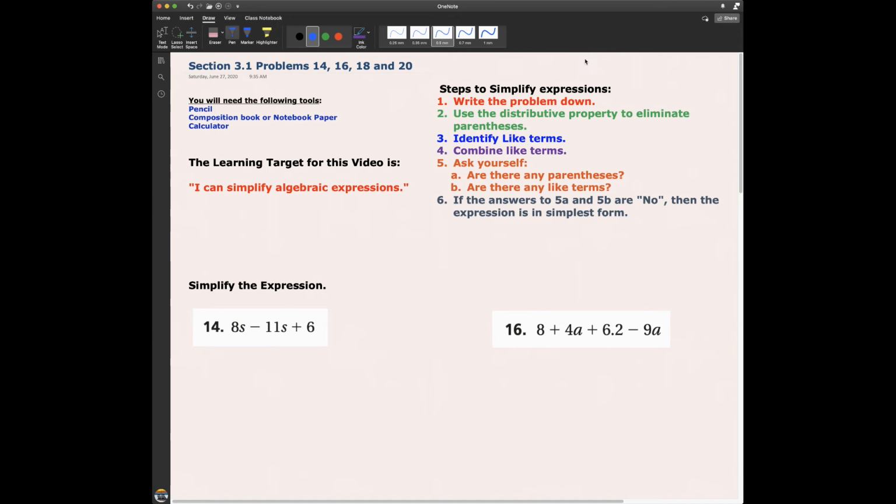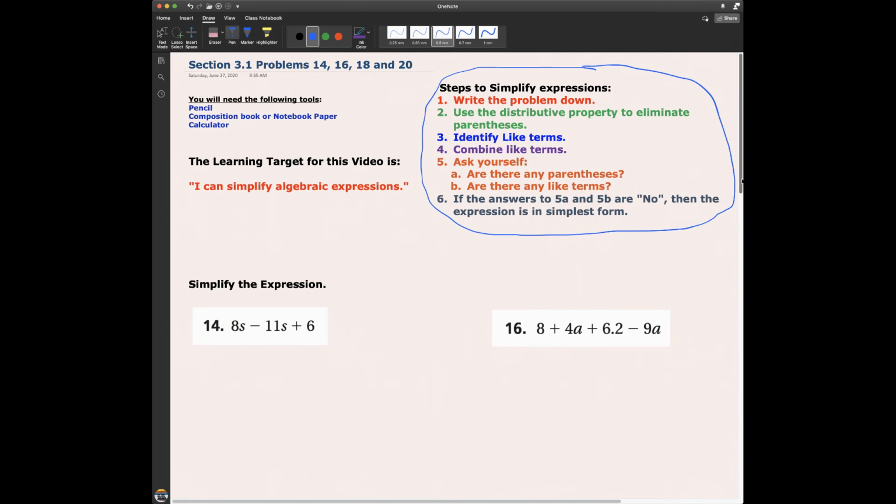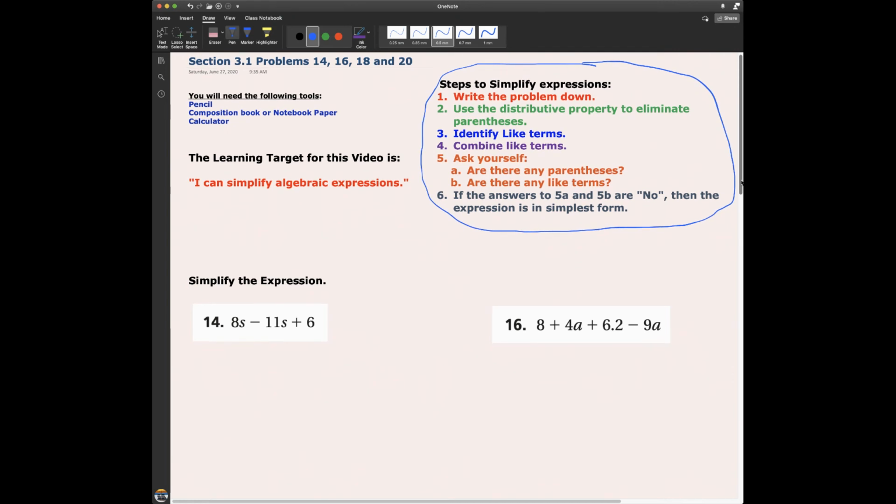The learning target for this video is hopefully you'll be able to simplify algebraic expressions and feel comfortable doing that. I'm just going to go through these steps that I introduced to you in the lesson to help me simplify some expressions. So we'll get started.